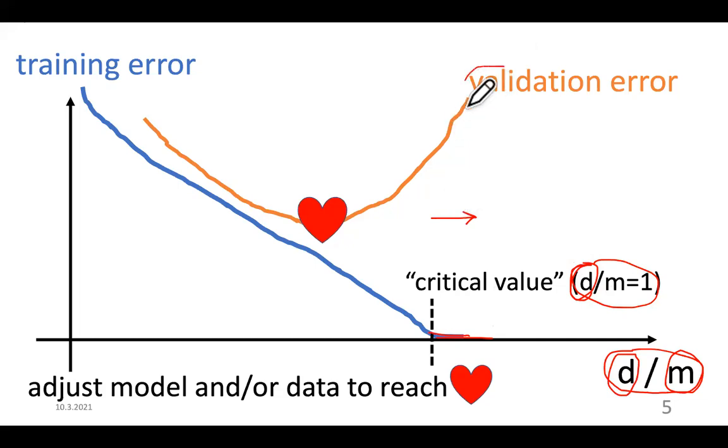And the validation error is the important quantity, because this is our indicator for how well the hypothesis is doing outside the training set. And in the end, we are interested in a hypothesis that predicts well outside the training set, because the training set is only used for our purposes to train a model. We then apply the hypothesis in real life outside the training set. And for this, we need to have good performance; the validation error should be small. So there is some sweet spot here where the validation error is minimum. And we want to reach this sweet spot by navigating on this axis here, so D over M.